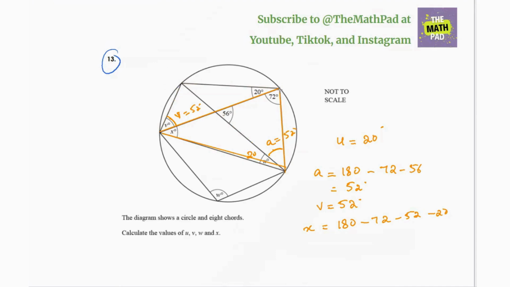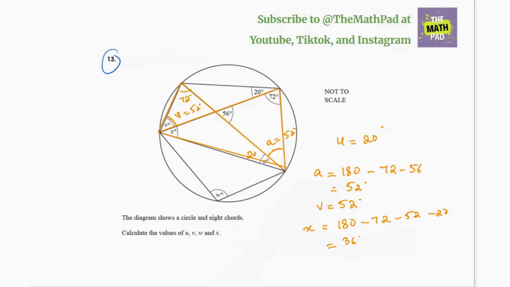This is the triangle I'm talking about. We have 72, we have 52, we have 20. We need to find x, so we can easily find x by subtracting these angles from 180. That's 36. Now for w, again, angles coming out of the same chord are equal. So this is going to be 72.